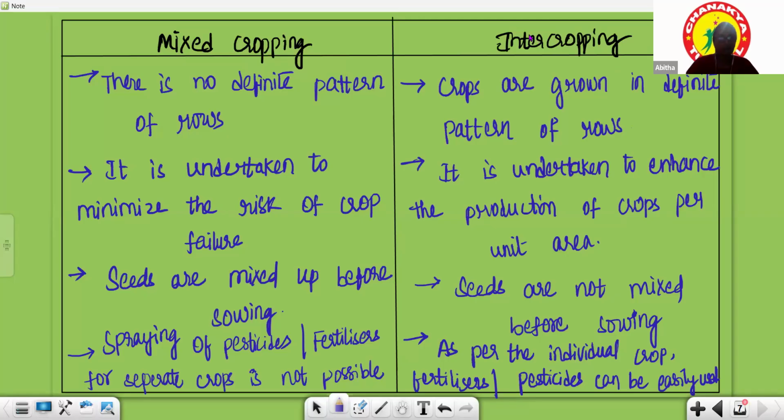Next, spraying of pesticides and fertilizers for separate crops is not possible in mixed cropping, whereas individual care can be taken in intercropping, because as per the individual crop, fertilizers and pesticides are easily used here.